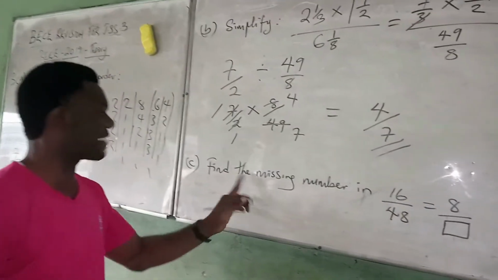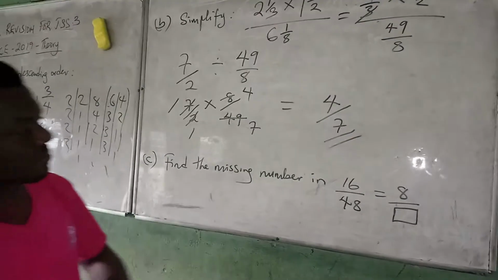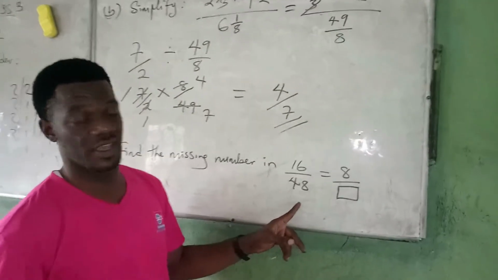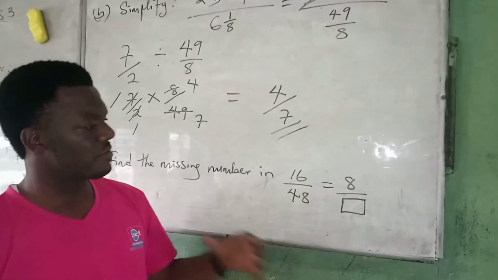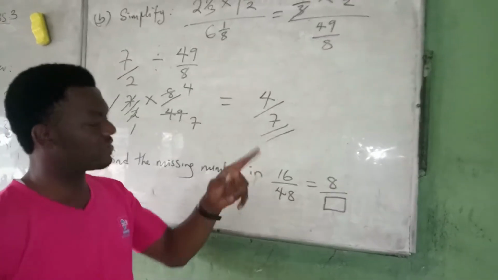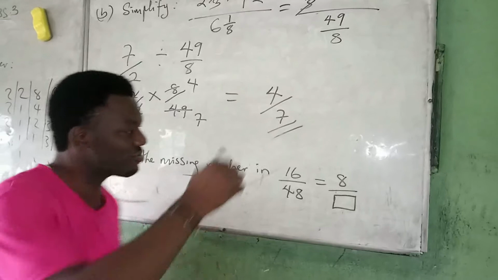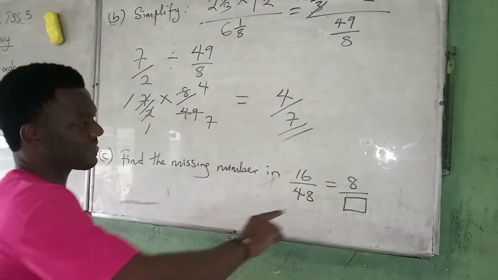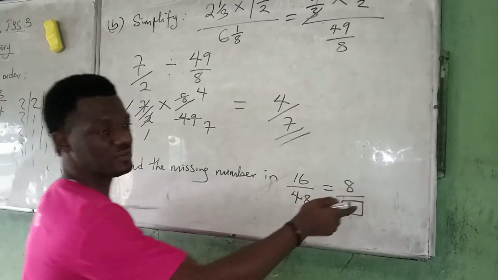So finally, find the missing number in 16 over 48 equals 8 over blank. Before that, you have to find the lowest term. What is the lowest term of 16 over 48? You have to change this 16 over 48 to its lowest term. It is what will help you now to find the missing part.